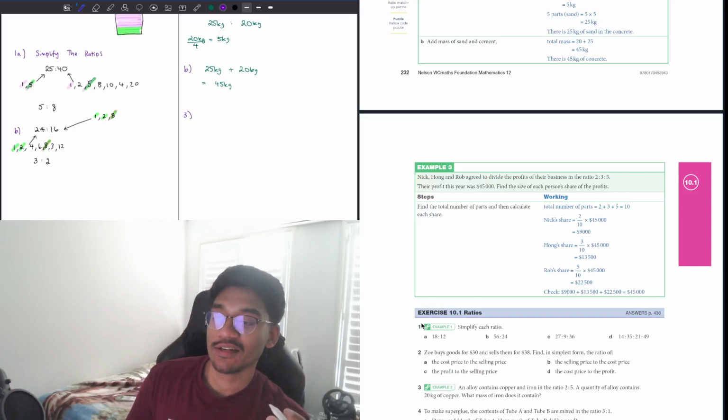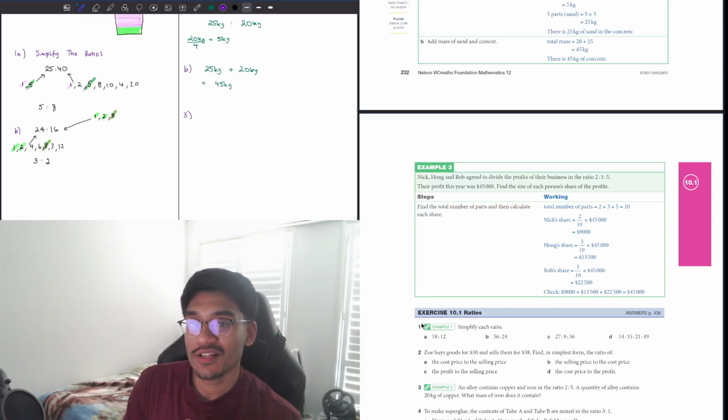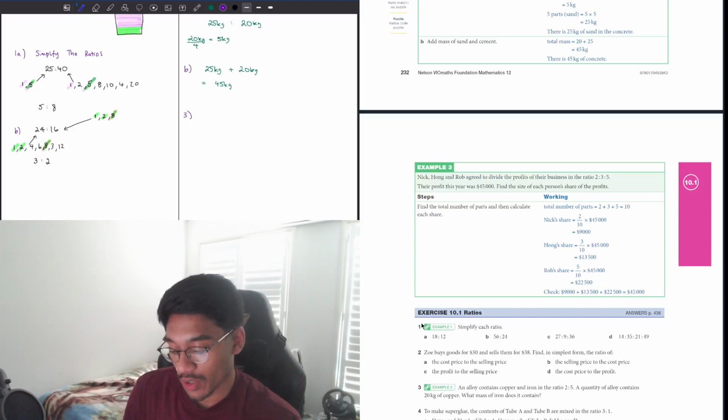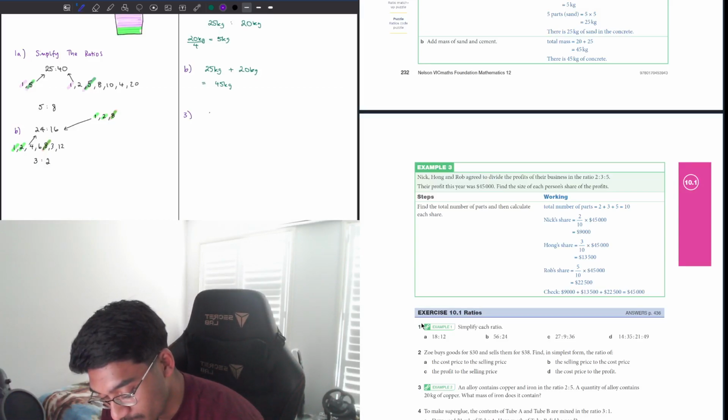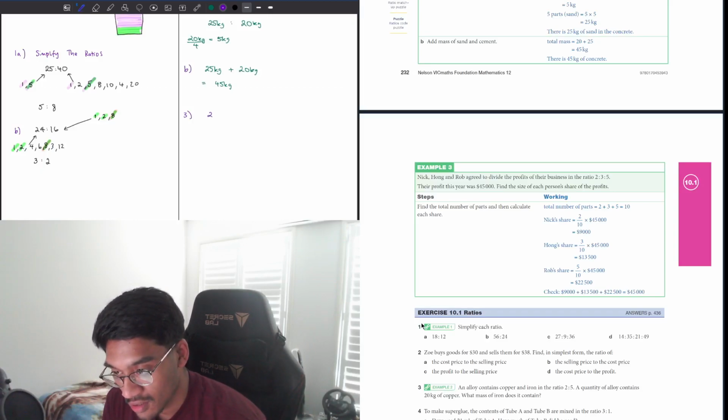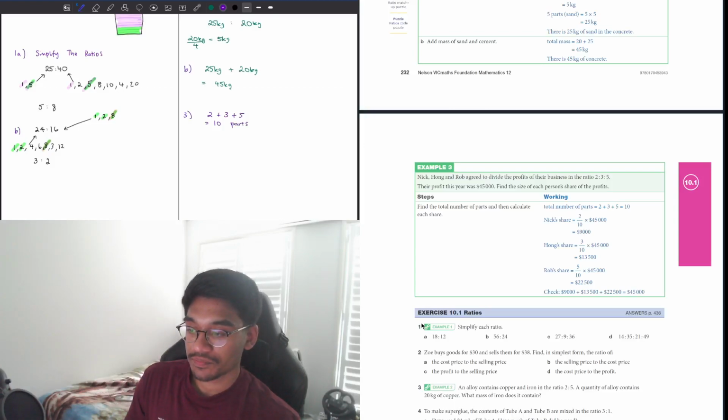Like I said, we need to know how many parts there are to work out what one part is worth. So I know that there's 2 parts that Nick gets, Hong gets 3 parts, and Rob gets 5 parts. If I add them all together, 2 plus 3 plus 5 is 10. So altogether there's 10 parts.